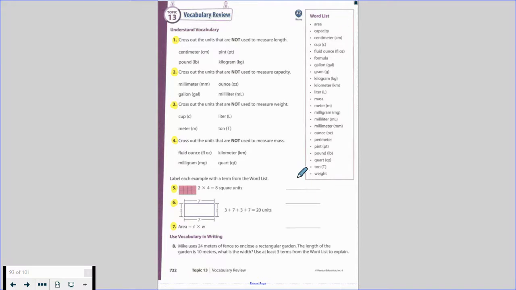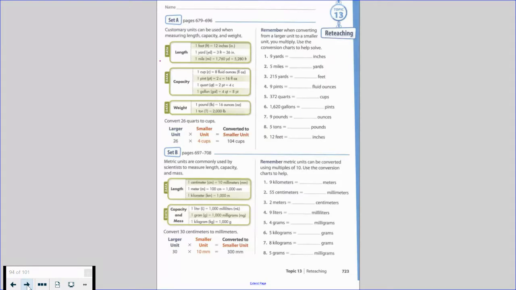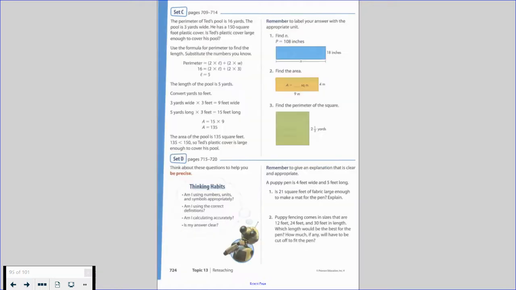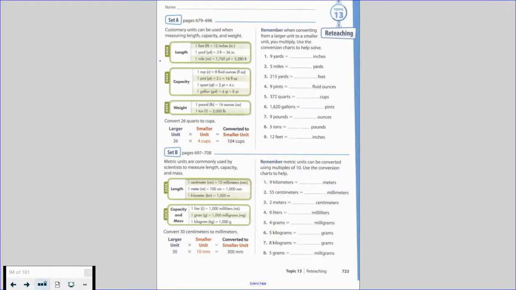So your first task of your review work is going to be to complete numbers 1 through 7 on page 722. In this video, I'm not going to spend time on this because I want to get to practicing some measurement conversions, but you're first expected to complete page 722. When you finish that page, turn to page 723, and this is where you're going to be practicing your conversion work. We're going to be asking you to complete all of set A, all of set B, and all of set C. You will not have to do anything in set D. Okay, so let's look at some of these together.